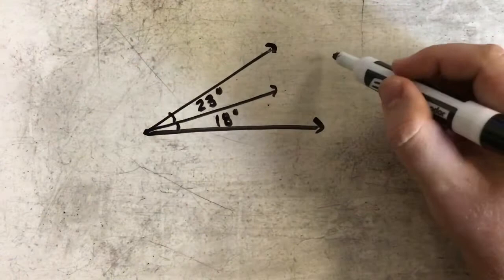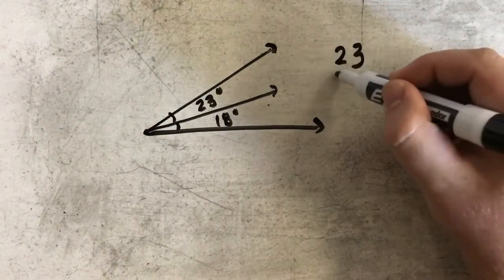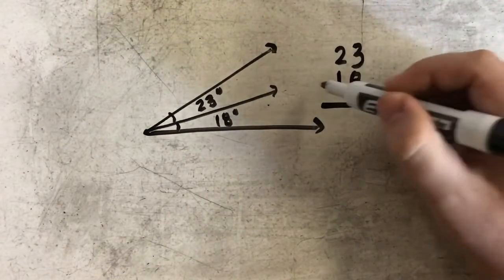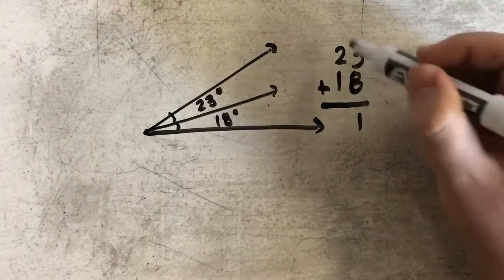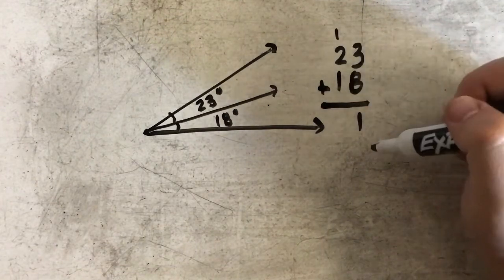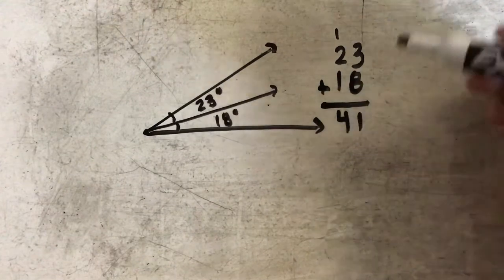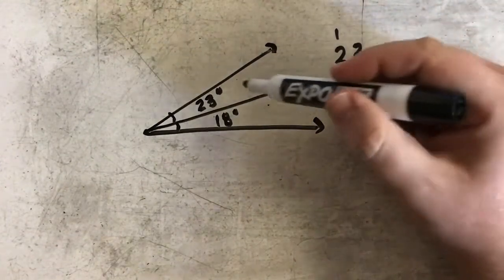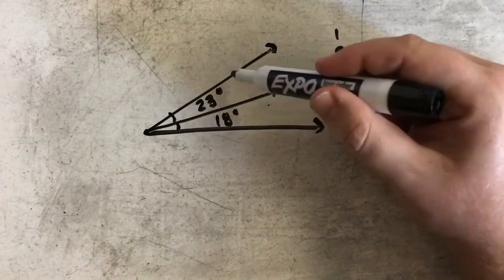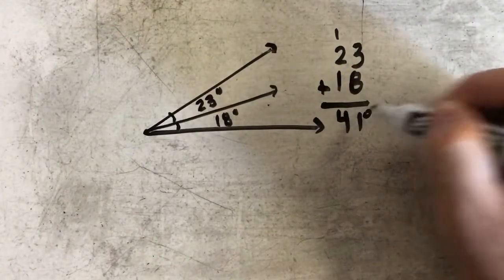the total angle. So 23 plus 18: 8 plus 3 would give me 11. 1 plus 2 plus 1 would give me 4. And I know that the entire measure of this angle would be equal to 41 degrees.